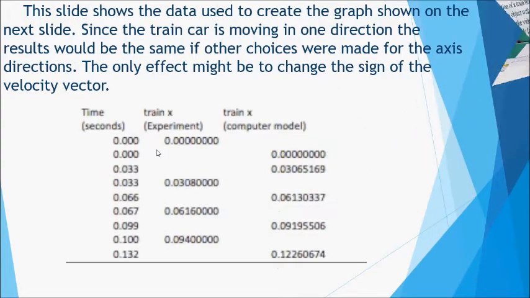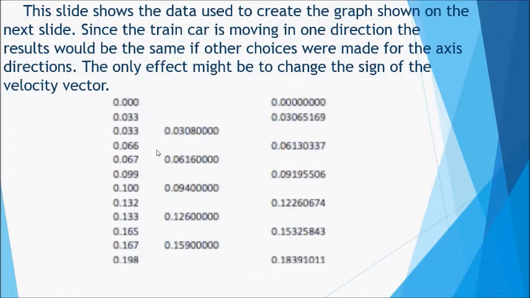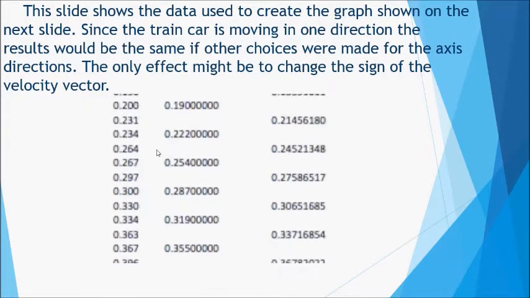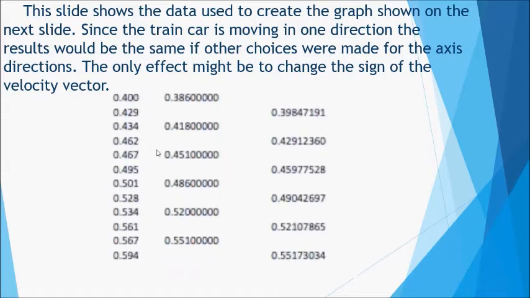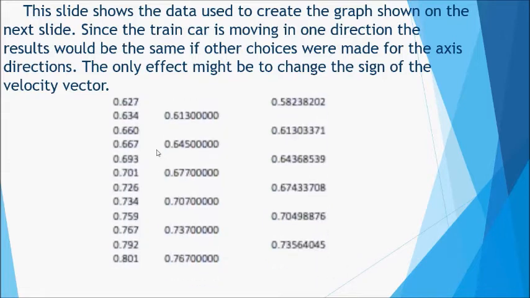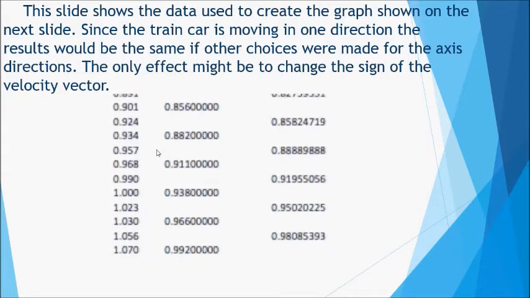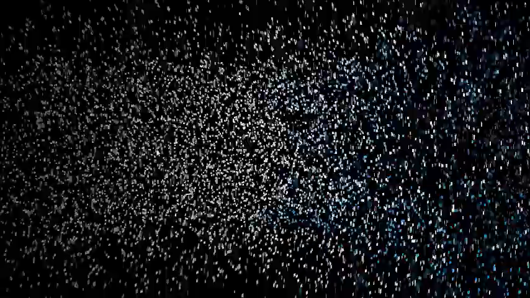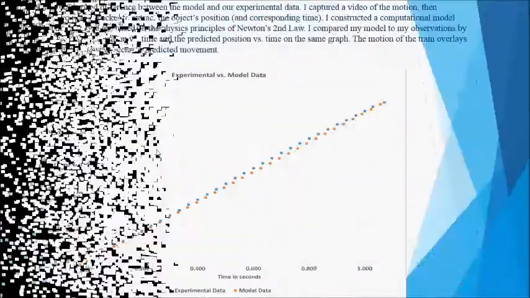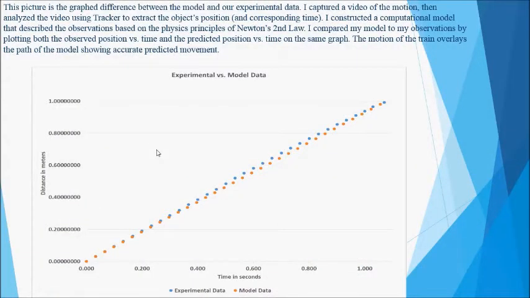The slide shows the data used to create the graph shown on the next slide. Since the train car is moving in one direction, the result would be the same if other choices were made for the axis directions. The only effect might be to change the sign of the velocity vector. This picture is the graph of the difference between the model and our experimental data.